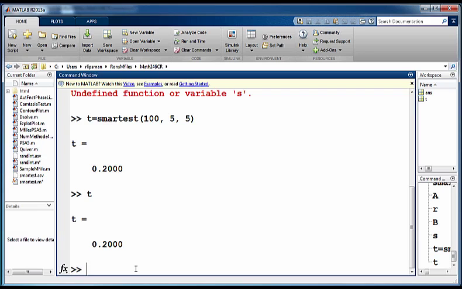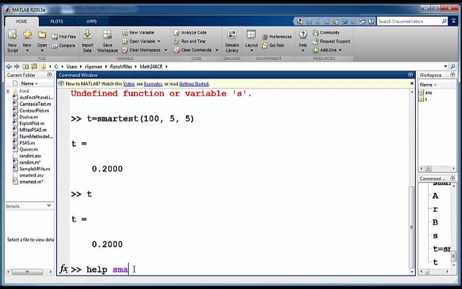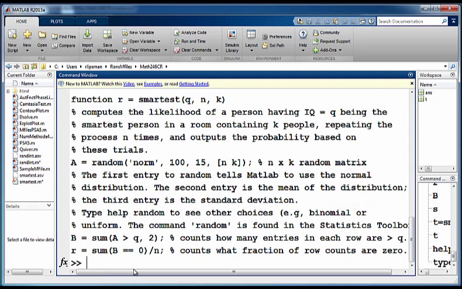Finally, if you type help smartest, then you get the help lines in the function Mfile. And finally, if you type smartest, to type it correctly, it types out the results, the contents of the file. That's it.